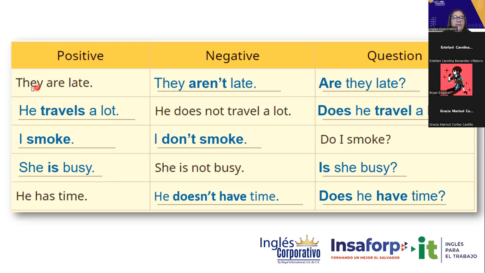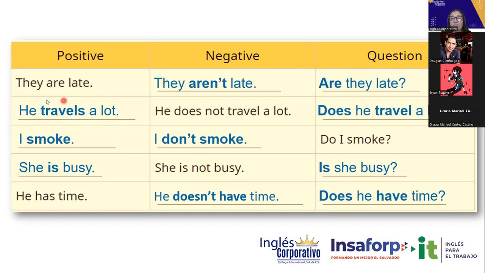La primera es con un verbo de acción o con verb to be. To be. It's verb to be, exactly. They are late. They aren't late. Solo le agrego el not al are y ya se me hace negativo. Solo antepongo el are y ya se me hace question. Are they late? Está ahí.